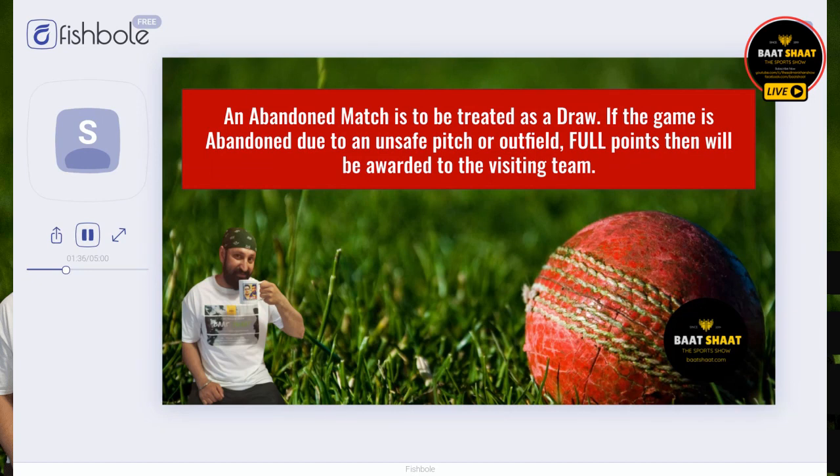Each team will walk away with equal points, but if the game is abandoned due to an unsafe pitch or outfield, that is the home team's responsibility. They will be penalized. They will not be taking any points home. 4 points will then be awarded to the visiting team. So all the commotion that happens in the stands, sometimes the crowd goes out of whack and they start throwing things in there, making it a very unsafe condition. If the visiting team decides to walk out due to unsafe playing conditions, they can be awarded full points. So player security is a must and safety is a must as well.